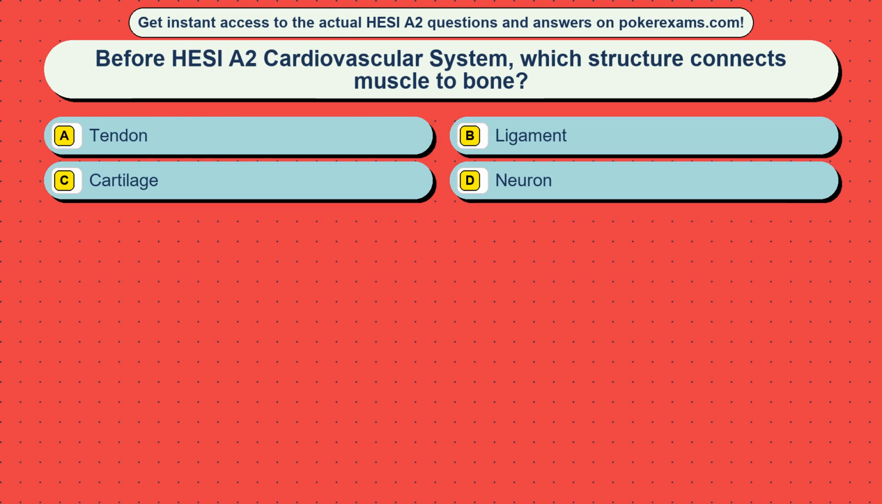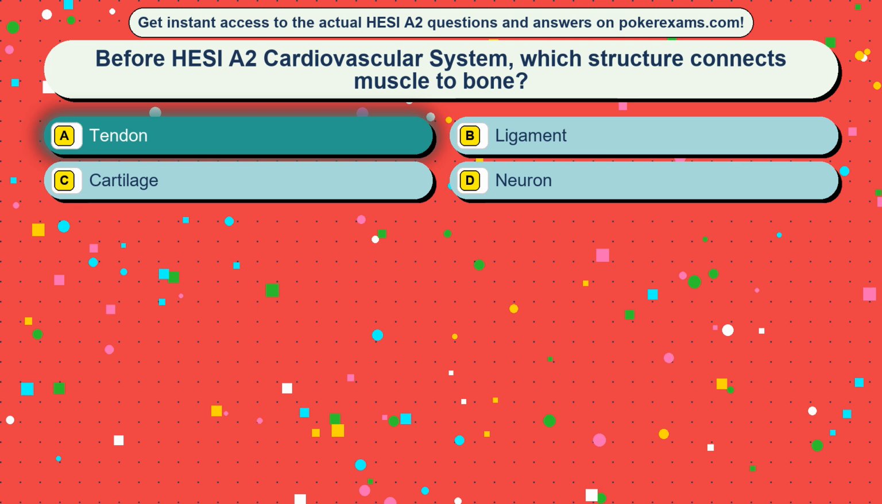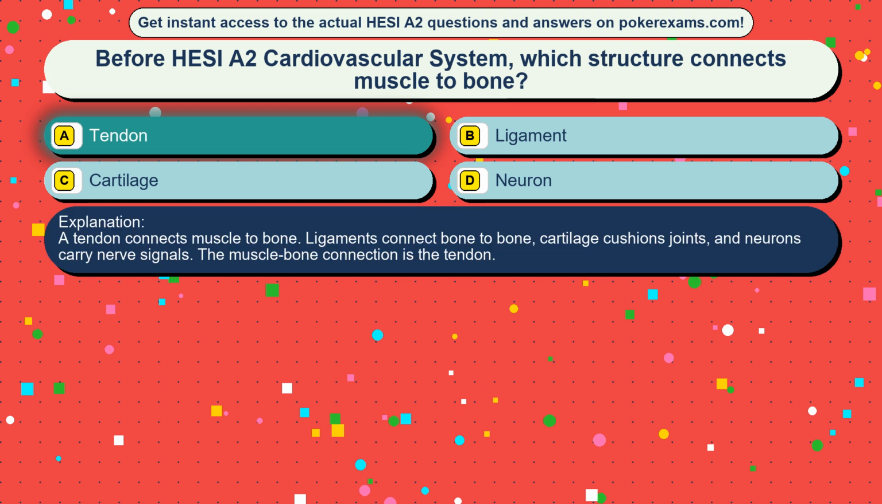Question 45. Before HESI A2 cardiovascular system, which structure connects muscle to bone? Option A, tendon, option B, ligament, option C, cartilage, option D, neuron. The correct answer is option A, tendon. A tendon connects muscle to bone, ligaments connect bone to bone, cartilage cushions joints, and neurons carry nerve signals. The muscle-bone connection is the tendon.